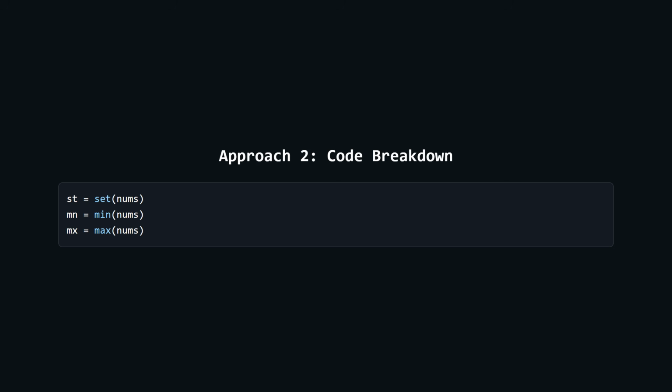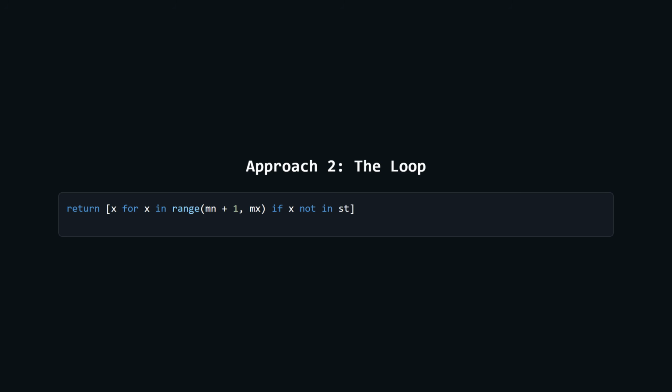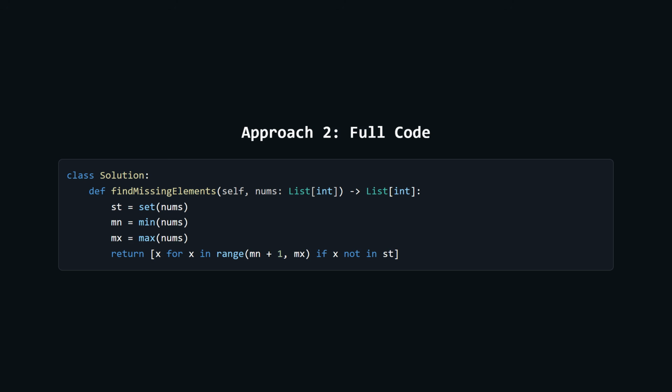Looking at the code, we first convert our list into a set. Then we grab the minimum and maximum values. Finally, we use a list comprehension. This creates our range between the min and max, checks if each number x is absent from our set, and if it is, adds it directly to our final answer. And here is the full, super concise code for the hash set approach. It's only a few lines and runs very efficiently.